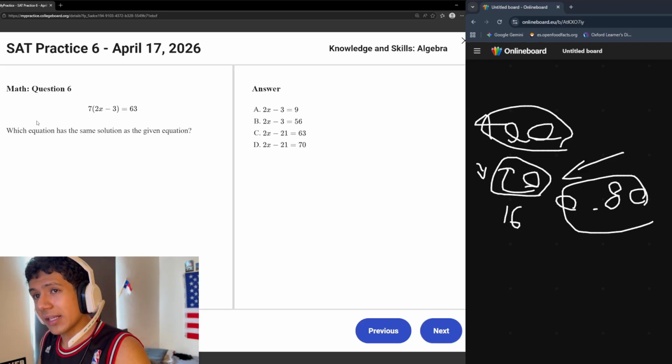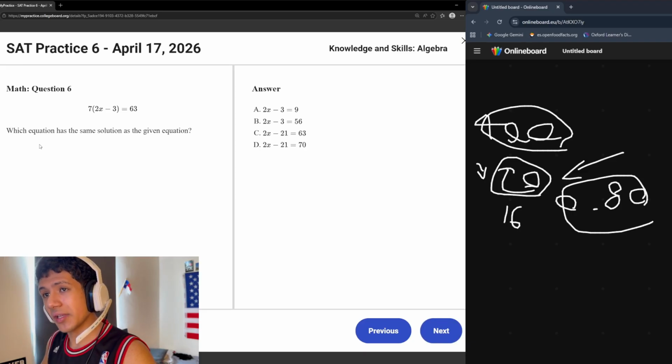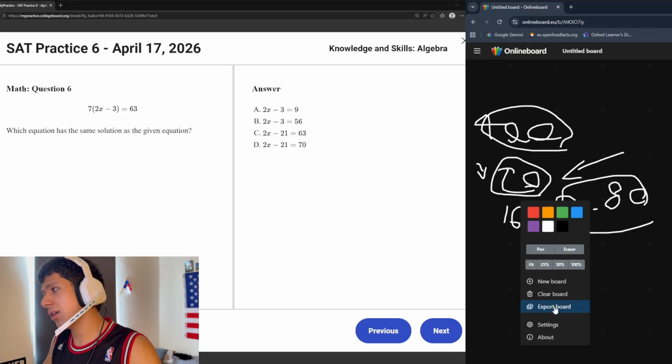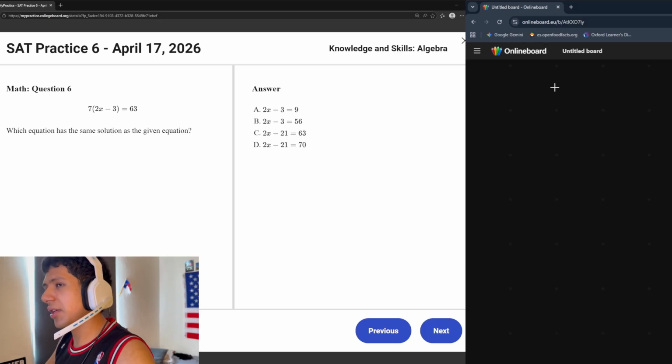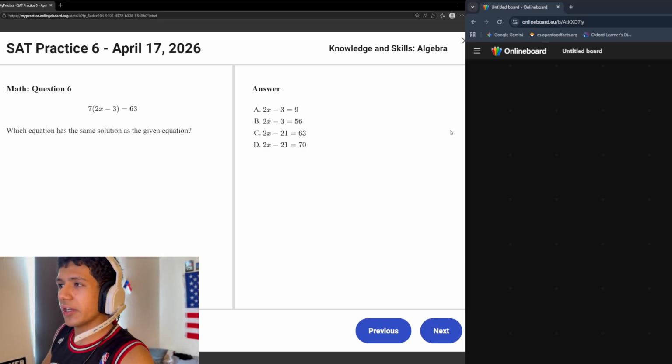Okay, which equation has the same solution as the given equation? So okay, let's see which equation has the same solution as the given equation. Easy. I made a very dumb mistake here that I'm going to explain because I was rushing. I thought this was the solution, and I saw this 63 here and I just picked C, but that is never it. The word solution here is referring to the value of x, not the value on the right.